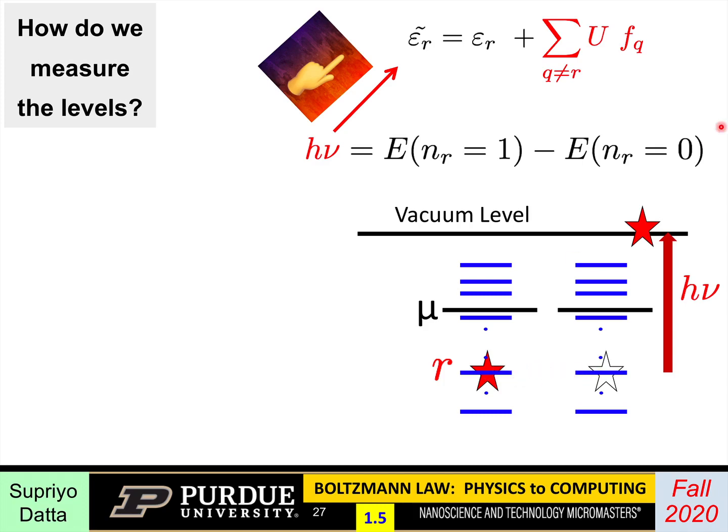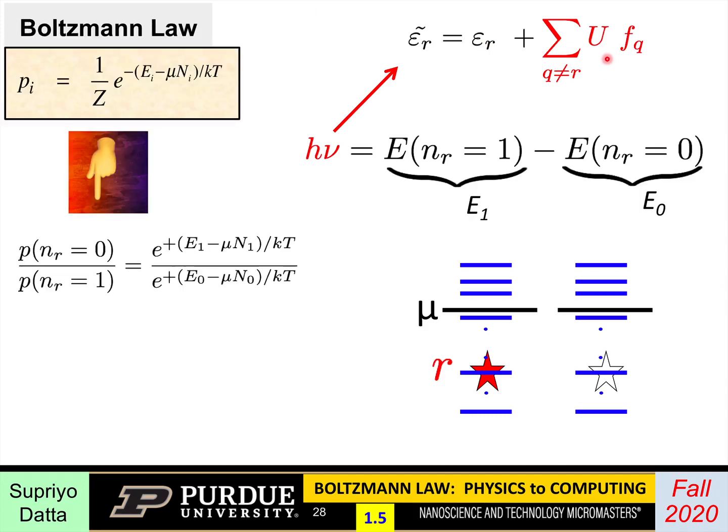But then as soon as I take out the electron, I've also removed its interaction with all the other electrons, and that's this second term. So finally the photon energy that is needed is not just the bare level, but also includes the interaction term.